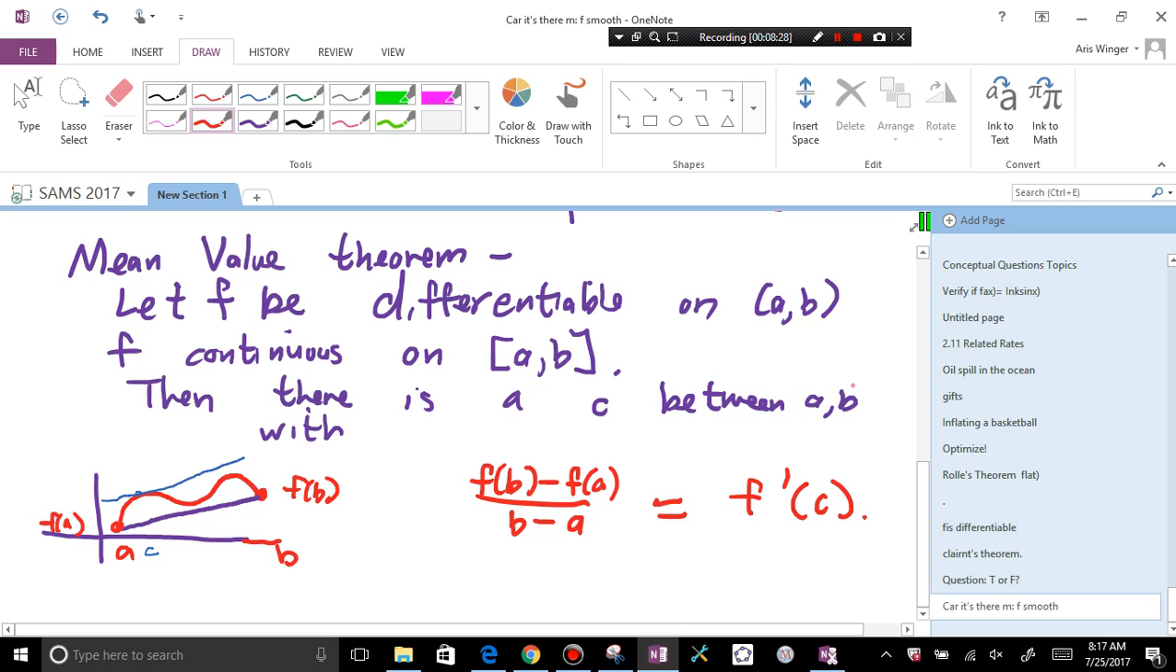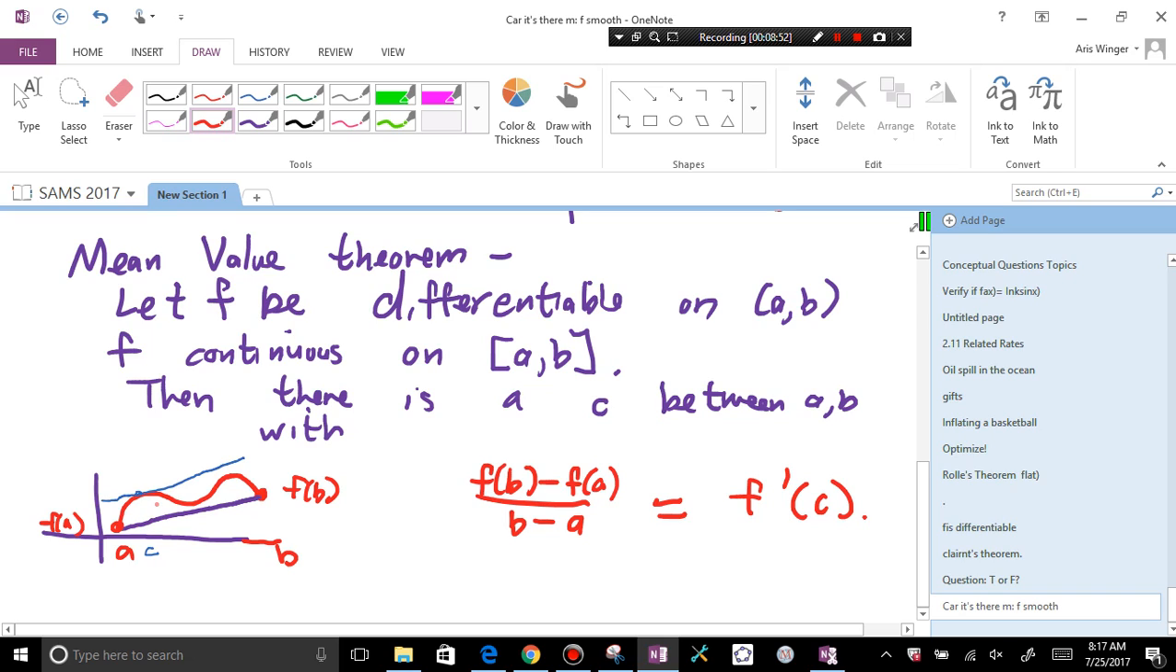Go ahead. Why did you write f continuous? That's a great question. I need it because I need to talk about the endpoints. Notice how I have f differentiable on the open interval and f continuous on the closed interval. So I need the closed interval, I need f to be defined at a and b.